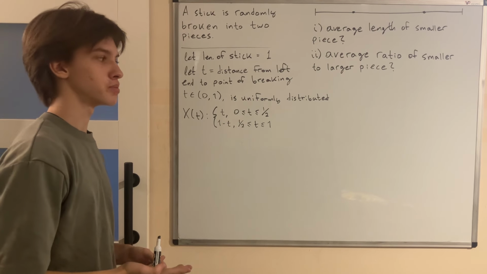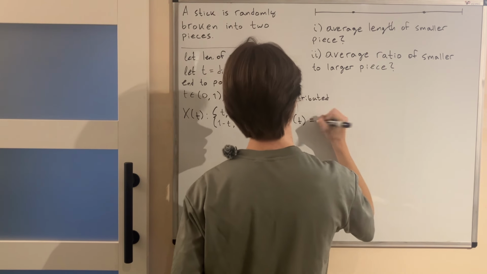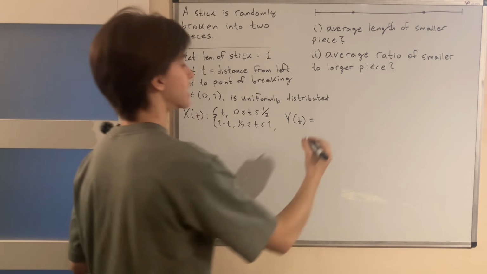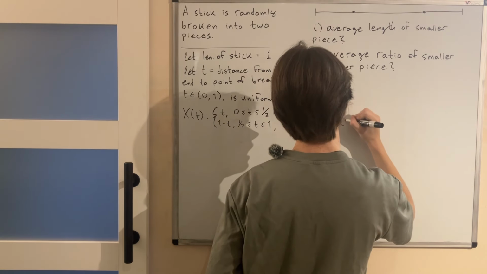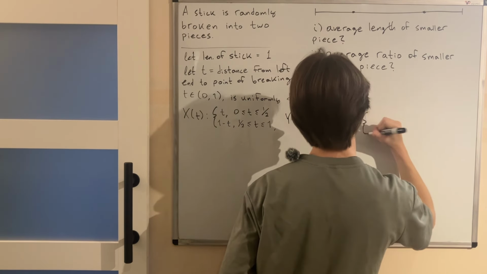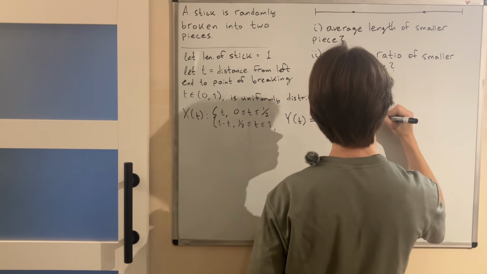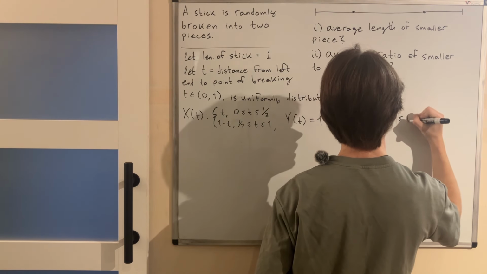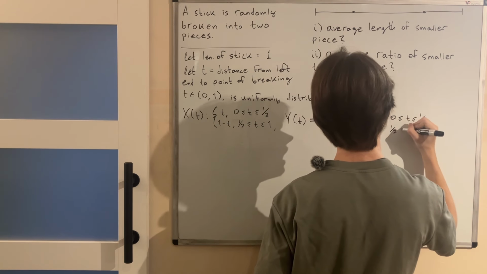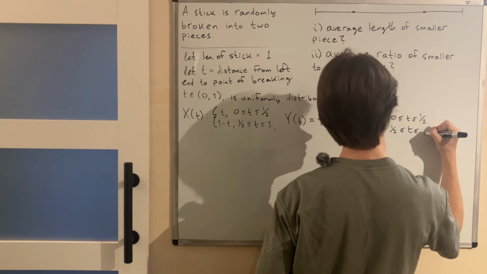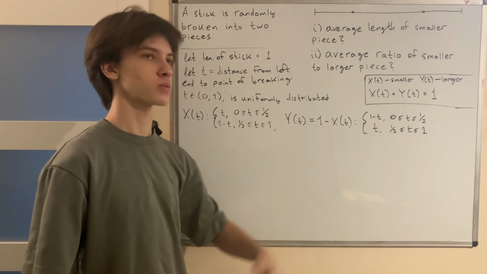Now, the larger piece is much the same, because we can write it as y, for example. It's going to be the larger piece. It's simply equal to 1 minus the smaller piece, because it's simply the whole stick right here. And we can again write it as a piecewise function. It's just going to be the same thing as here, but reversed. So 1 minus t for t between 0 and 1/2, and t for t in between 1/2 and 1. Before we continue, I've left a small footnote here so you don't get confused which is smaller and which is larger.